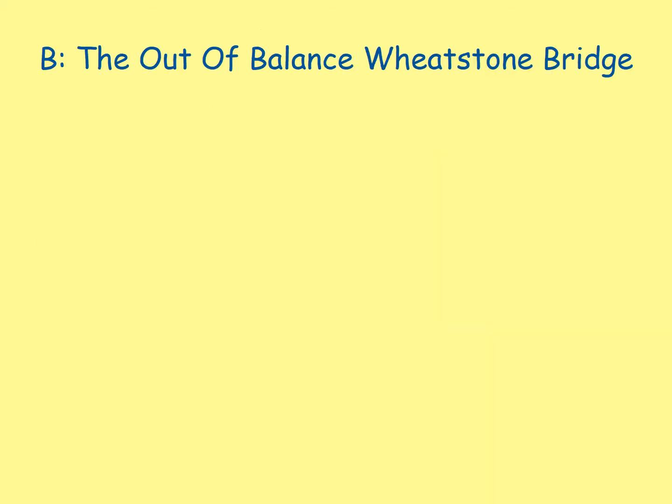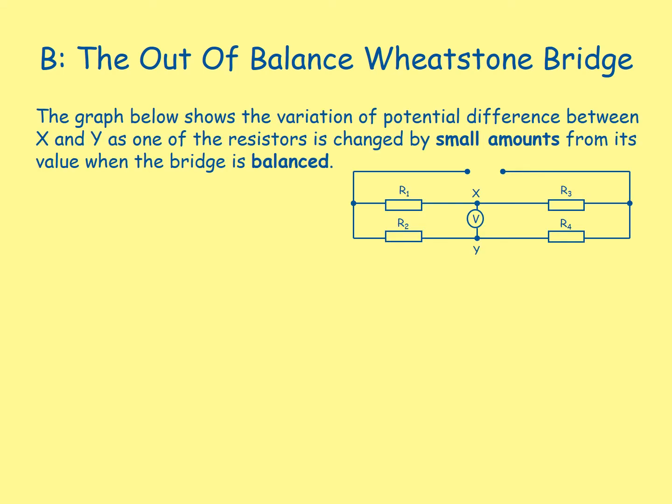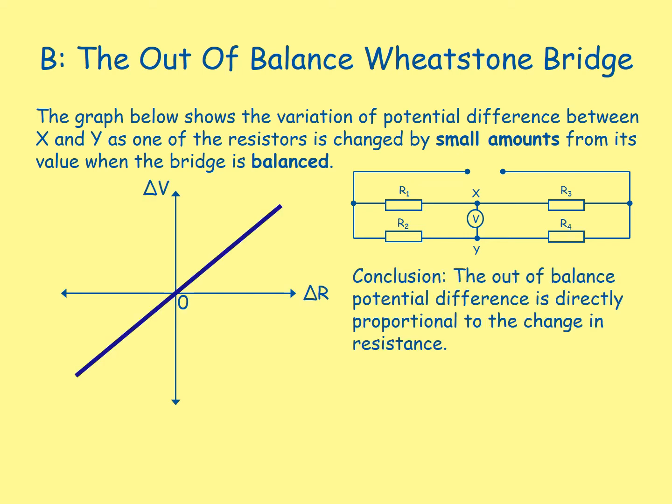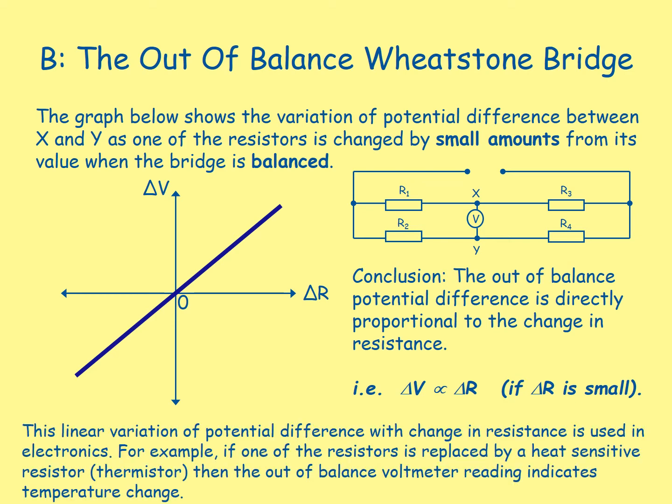B. The out of balance Wheatstone bridge. The graph below shows the variation of potential difference between X and Y as one of the resistors is changed by small amounts from its value when the bridge is balanced. What we can draw from this is the out of balance potential difference is directly proportional to the change in resistance, i.e. the change in V is proportional to the change in R if the change in R is small.